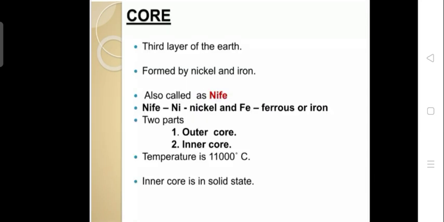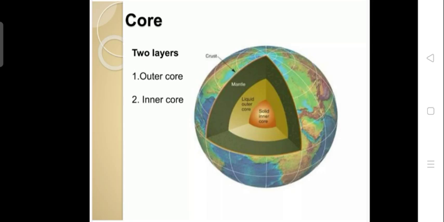The last and final layer of the Earth is known as the core. It is formed by nickel and iron, and it is also called NiFe. It is also divided into two parts, outer core and inner core. The specialty of this layer is that it has the highest temperature, about 11,000 degrees Celsius, and one more specialty is that the inner core is solid in state. These are the two layers: this is the outer core, and this one is the inner core.